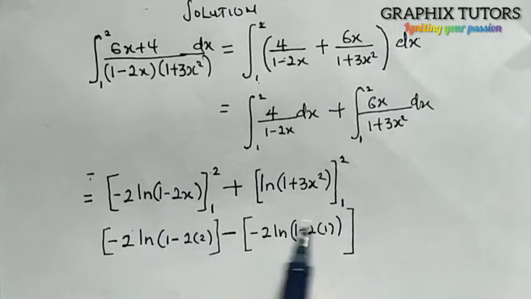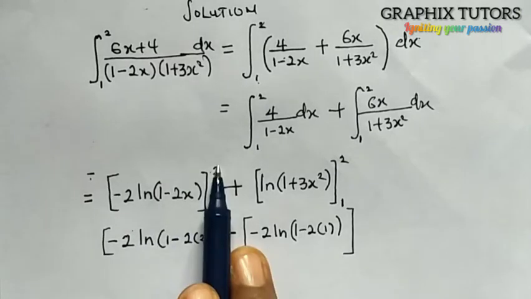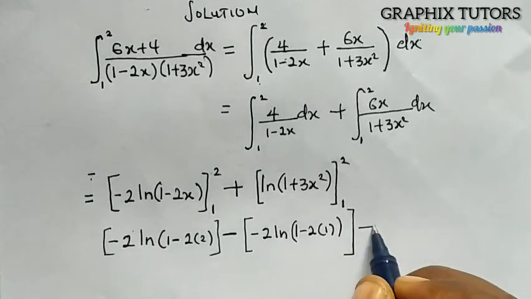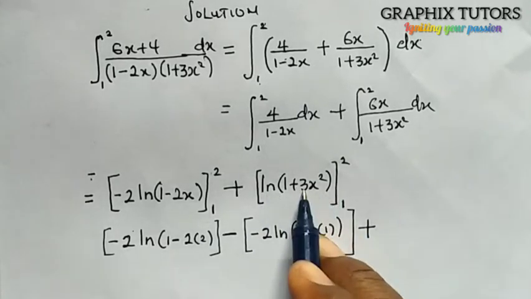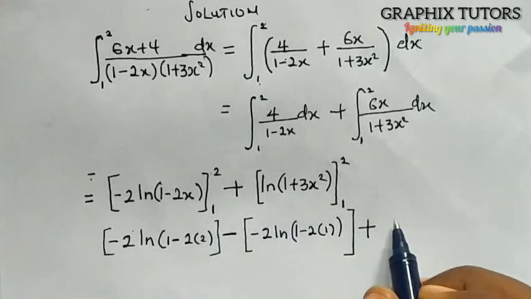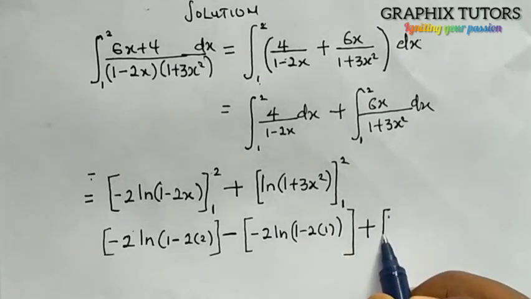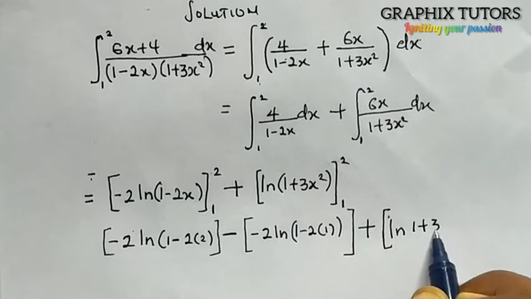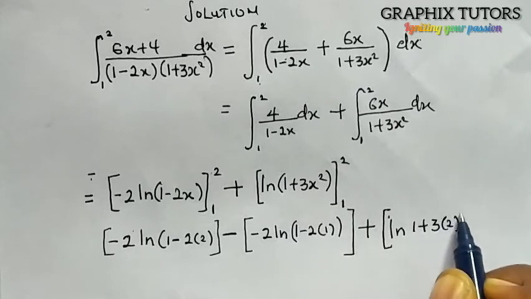So I'll write them in two places. The first one we have 2 and the second one we have 1. This one is for the upper limit, the 2, and this is for the lower limit. So plus, I'll do the same thing for this guy too. What will I do? I'll write open bracket, I have ln (1 plus 3, but here I'm going to put 2, that has a square.